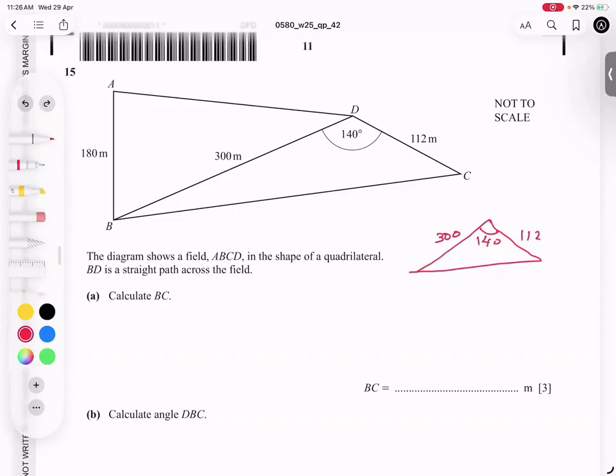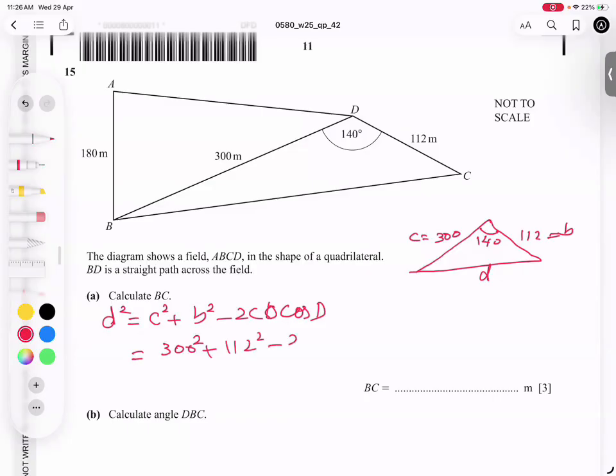So this is a small d because in front of capital D is small d. This is small b and this is small c. Formula is d to power 2 equals c to power 2 plus b to power 2 minus 2cb cos of capital D. Plug in the values, students. So 300 square plus 112 square minus 2 into 300 into 112 into cos of 140. Best idea, students, type the whole thing in calculator without any bracket. No need for anything, just plug in directly.